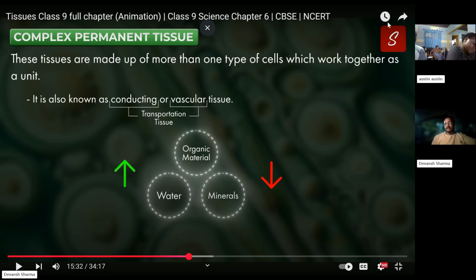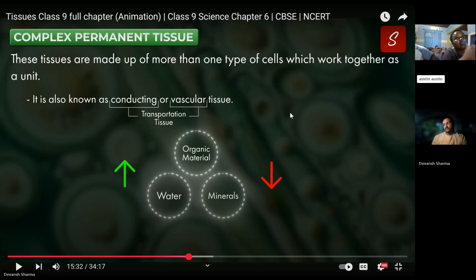Why do we call them permanent tissues? Can you tell me? Complex permanent tissue. I think it's the opposite of simple permanent tissue, they don't have the same size and shape. No, I'm asking you about the xylem and phloem. These are the two types of complex permanent tissue.